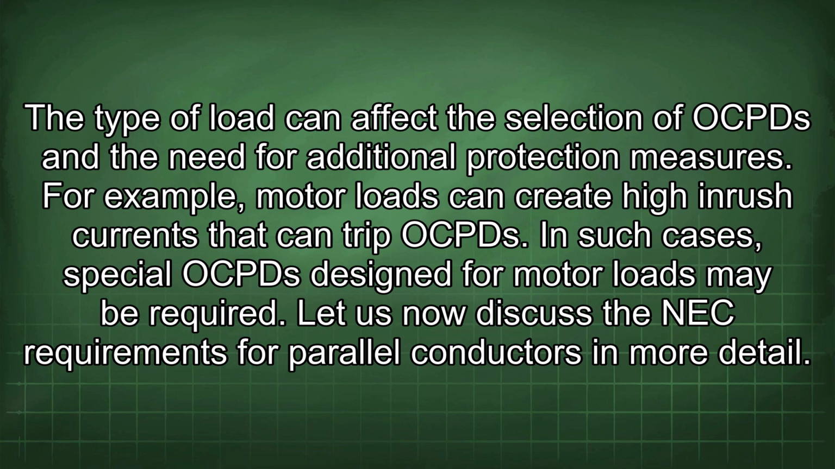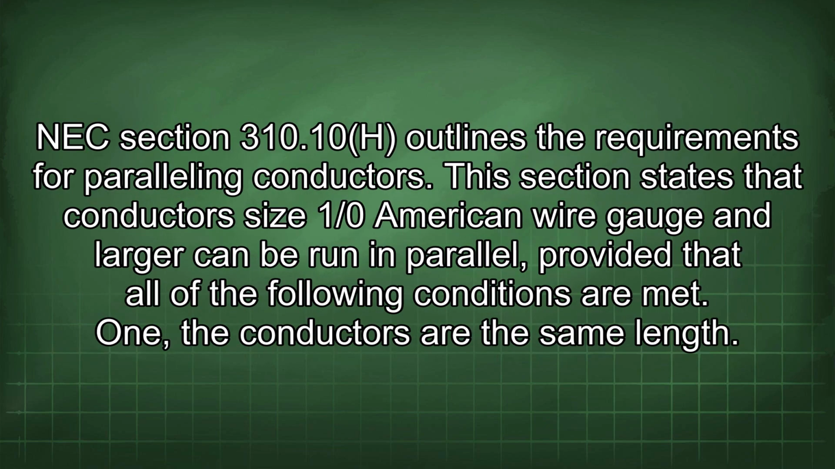Let us now discuss the NEC requirements for parallel conductors in more detail. NEC Section 310.10(H) outlines the requirements for paralleling conductors. This section states that conductors size 1/0 American wire gauge and larger can be run in parallel provided that all of the following conditions are met.